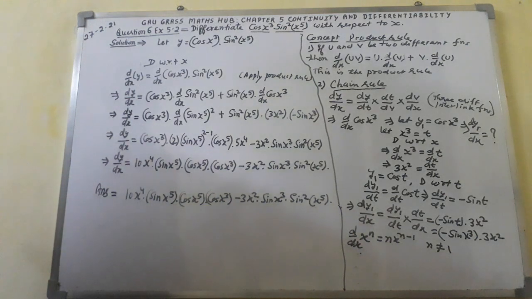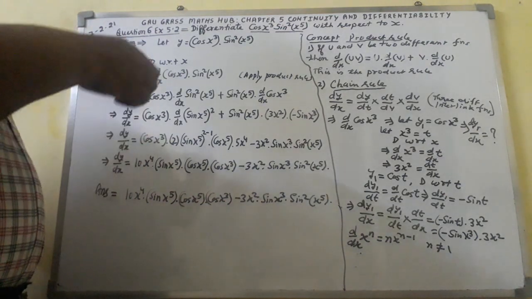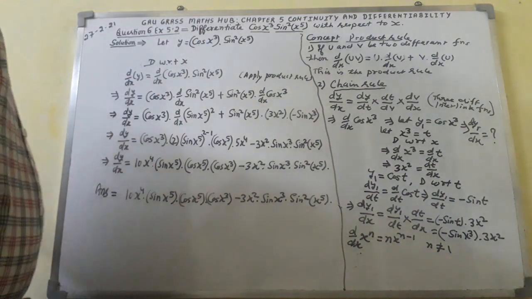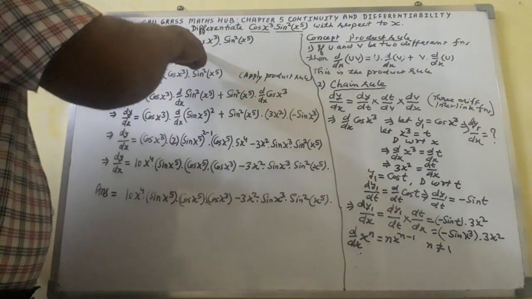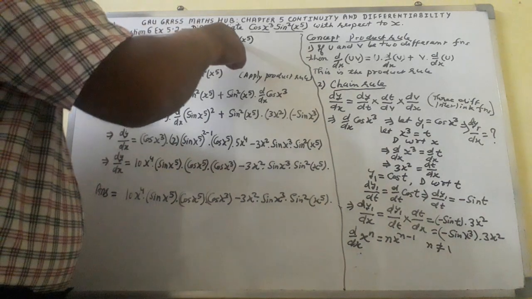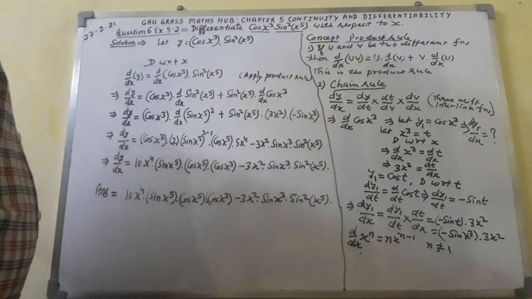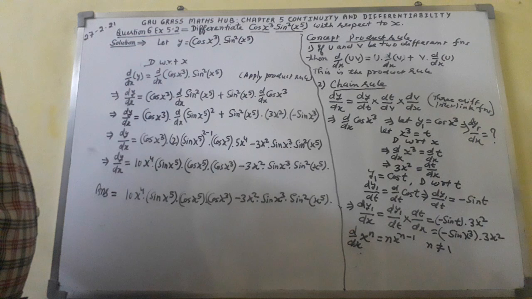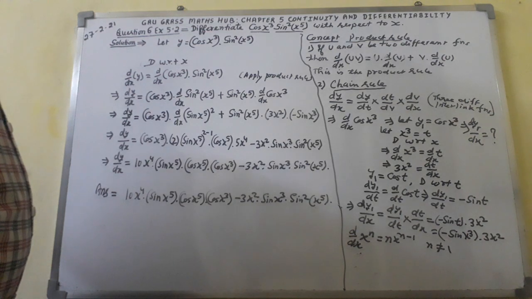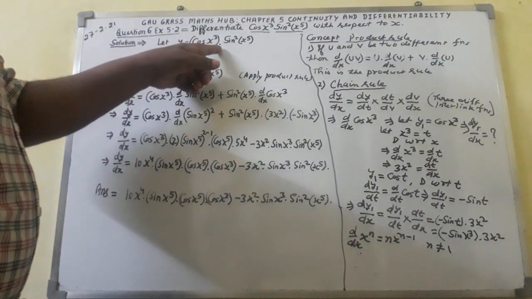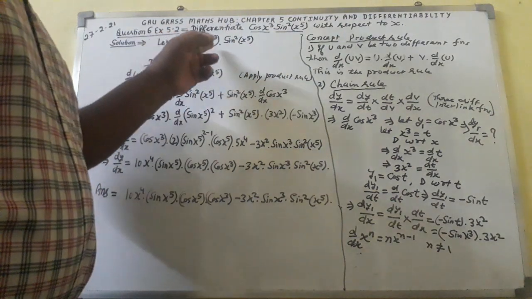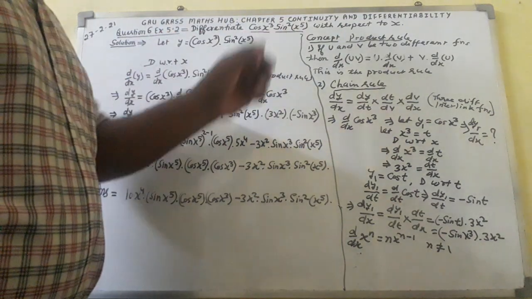So here you can see the given function consists of two different functions. The first function is cos x raised to power 3 and the second function is sin square x raised to power 5. So here I shall apply the product rule, because two different functions are being multiplied here.